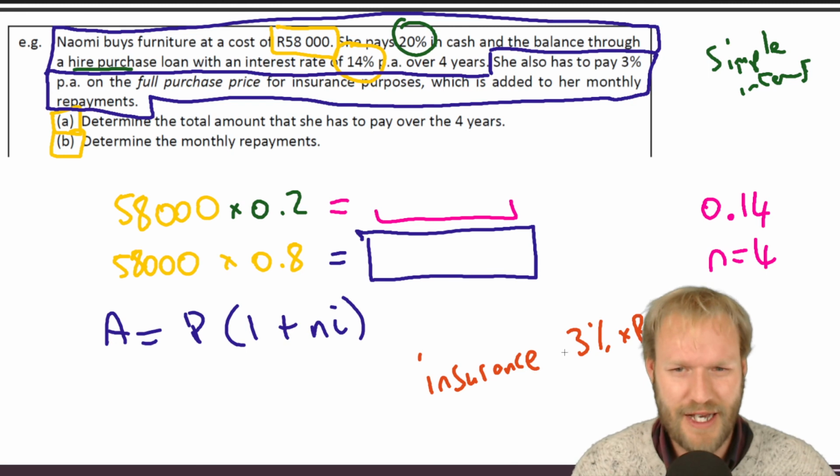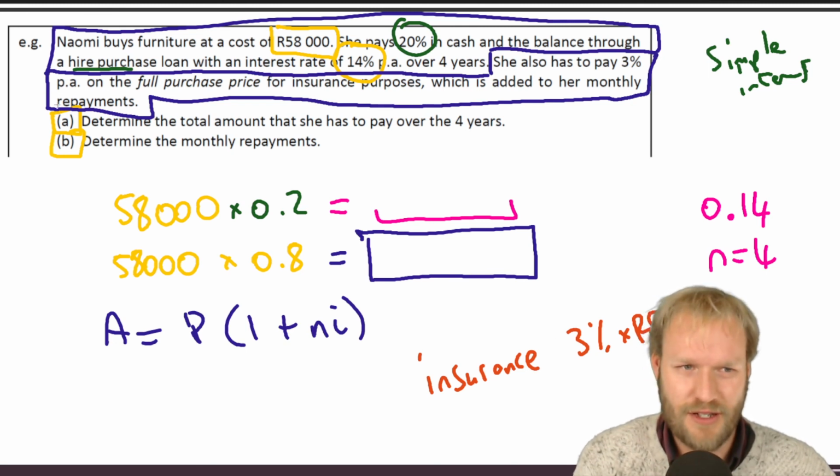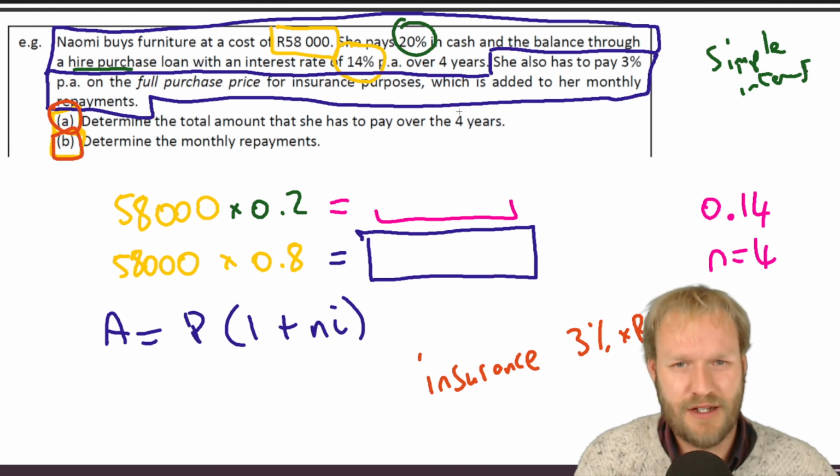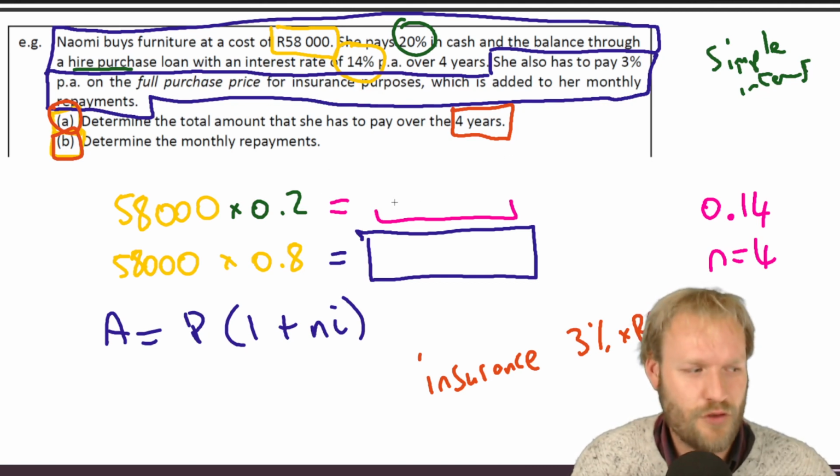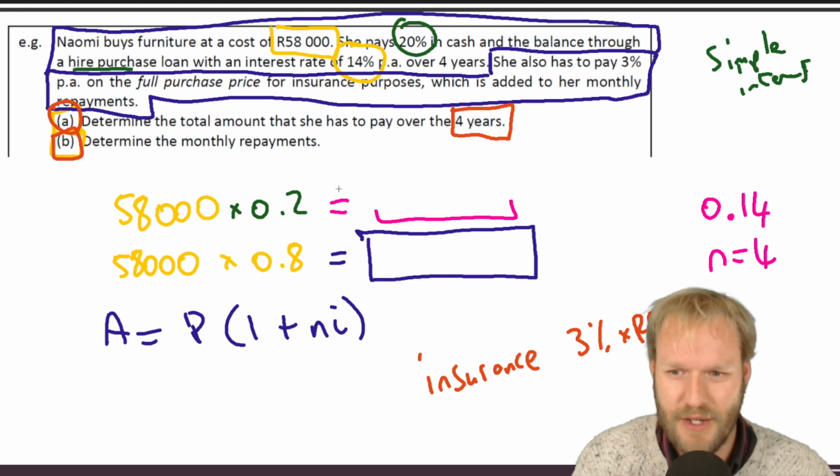So you're going to need to add that together. That's going to give you A. And then for B, obviously you're going to take that and say, well, over 4 years, how many months is 4 years? Well, you've got an idea. And therefore you can work out how much is going to have to be paid every month.